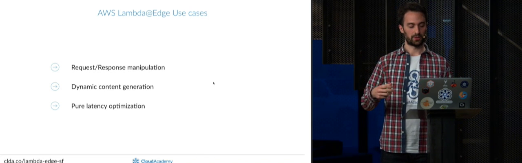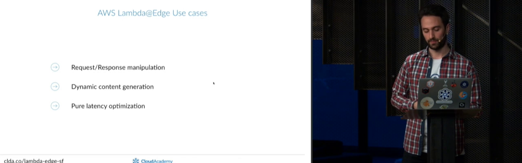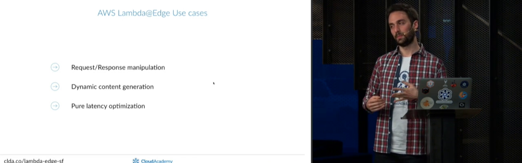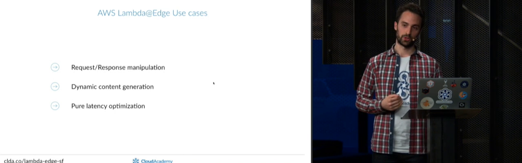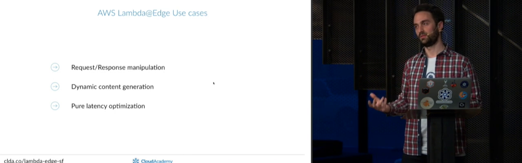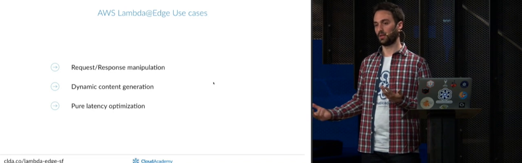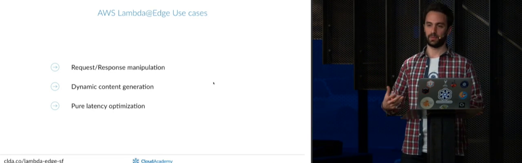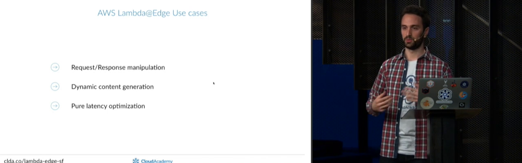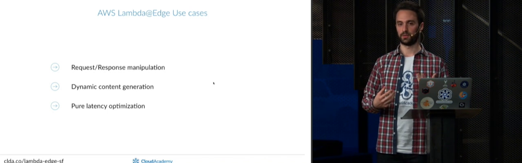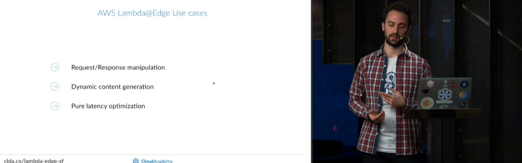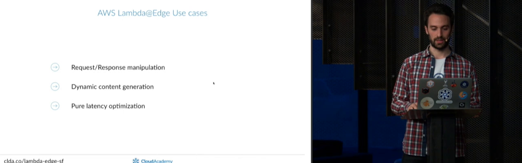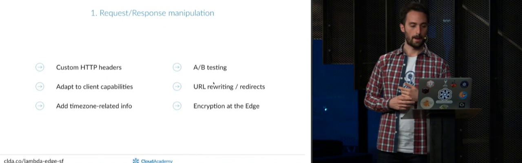And the third category would be latency optimization. So you want to optimize the experience for the user and at the same time, eventually, reduce the load at the origin. So it's really only about optimization. It's not a special feature that you wouldn't implement otherwise. It's just a way to improve the experience and the origin load. And there are a couple of use cases here too. So let's see each category.